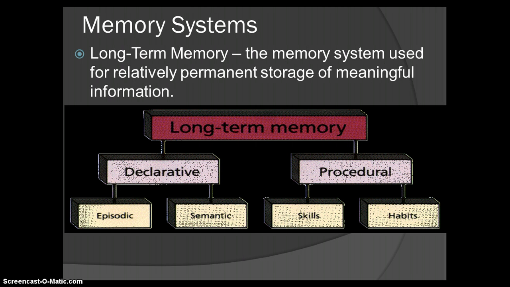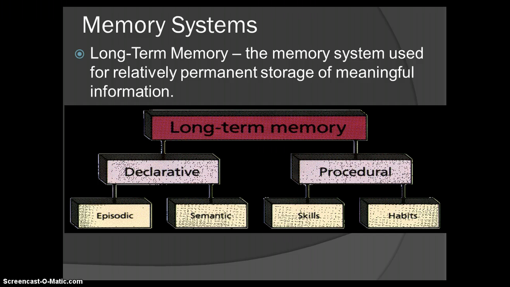The third stage of the memory system is long-term memory. The memory system used for relatively permanent storage of meaningful information. This system is limitless and does not have a cap. The more we learn, the easier it becomes to learn and add new information to memory. That is why it's important to get education.